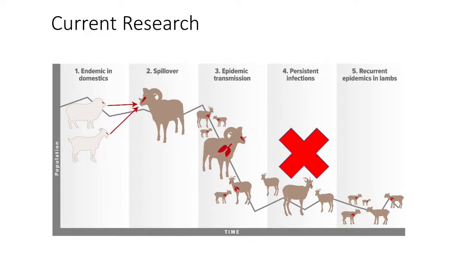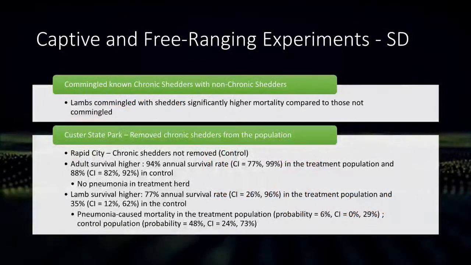In captivity, we set up an experiment where we took sheep that we knew were chronically shedding Mycoplasma ovipneumoniae, and we mingled those with ewes that were not, and then we looked at lamb survival between ewes that were commingled with shedders and ewes that were not. And what we saw was much higher mortality in lambs with ewes that were commingled with shedders. So that gave us some hope that, all right, maybe our idea is going to work.